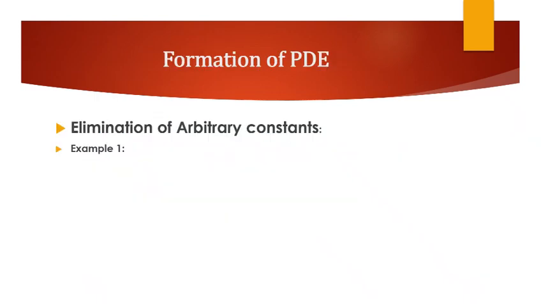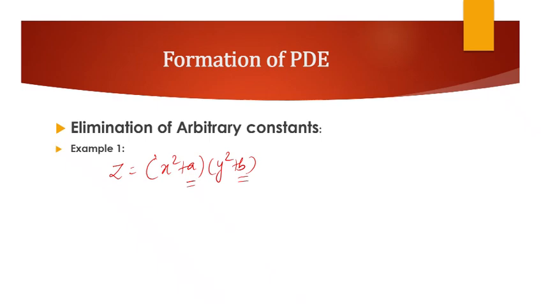Now let's come to the formation of PDE. First we are going to see one example in which we see how to eliminate the arbitrary constants to form a PDE. So the problem is z is equal to (x square plus a) into (y square plus b). As you know, this equation involves two arbitrary constants.